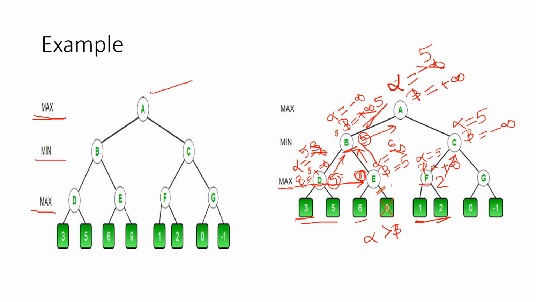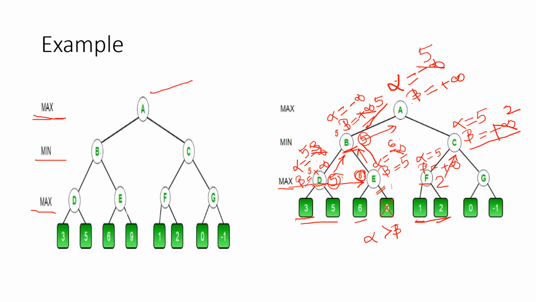And node C is a min node, so it will update beta. So it will check minus infinity or 2. Sorry, this is plus infinity. The beta value here at node A is plus infinity. So plus infinity is going downwards. Here alpha is equal to 5 and beta is equal to plus infinity. So this 2 is compared with plus infinity. Which one is minimum? 2 is minimum. So we are updating it as 2.